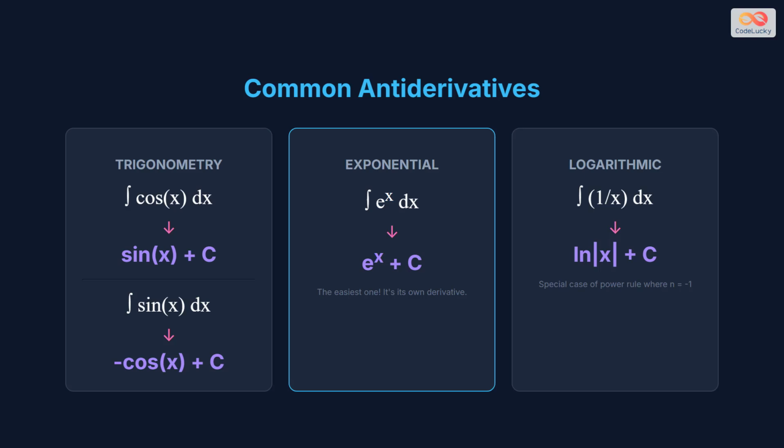Besides the power rule, you should memorize a few common patterns. The integral of cosine x is sine x. The integral of sine x is negative cosine x. The exponential function e to the x is the easiest one. It stays exactly the same. And finally, the integral of 1 over x is the natural log of the absolute value of x.